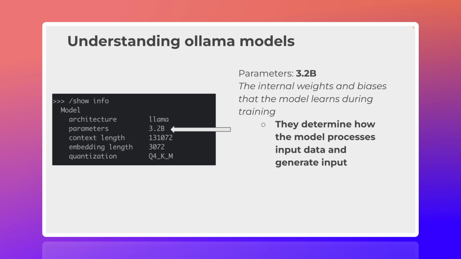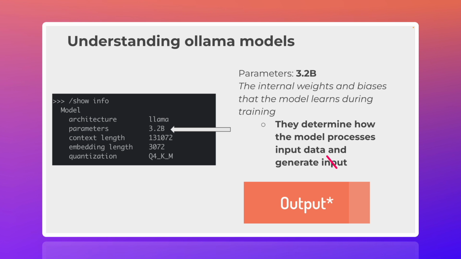Now, when we look at the parameters side of things, it says here 3.2b, and we saw that sometimes it fluctuates to 1.2 or 0.3 or 1 and so forth, different numbers. These are the internal weights and biases that the model learns during training. But what they do really is that they determine essentially how the model processes input data and how it generates output, because that's the whole point.